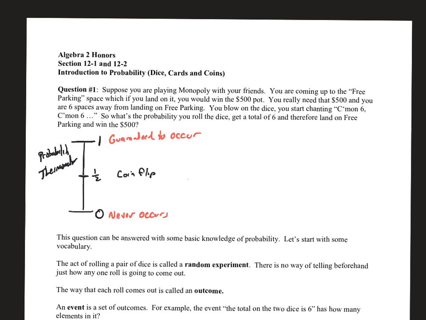So where is the probability of rolling a 6? Is it in this section right here, or is it in this section right down here? Is it something that happens more than half of the time, or is it something that occurs less than half of the time? So we're going to figure that out.